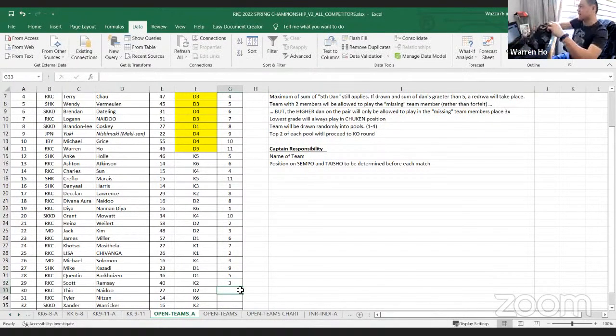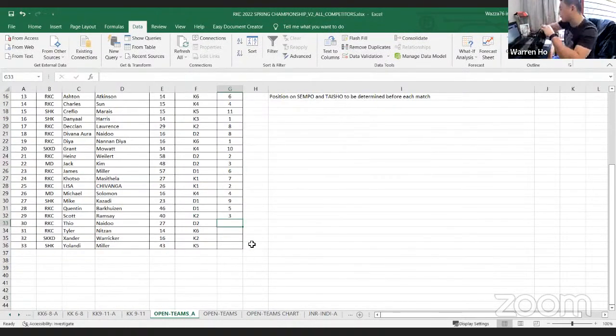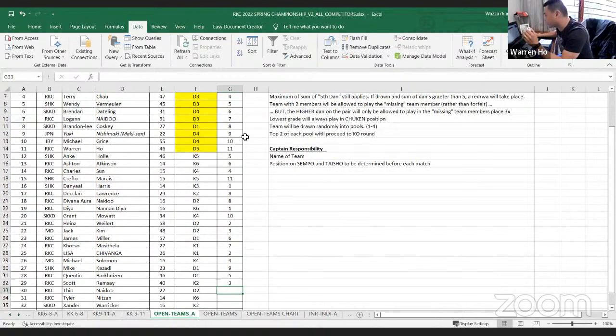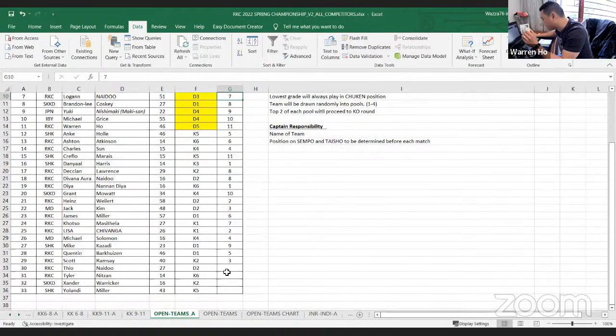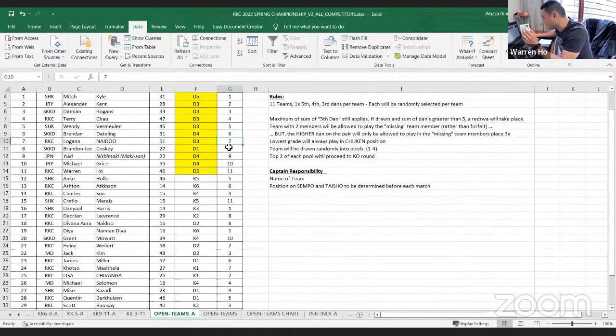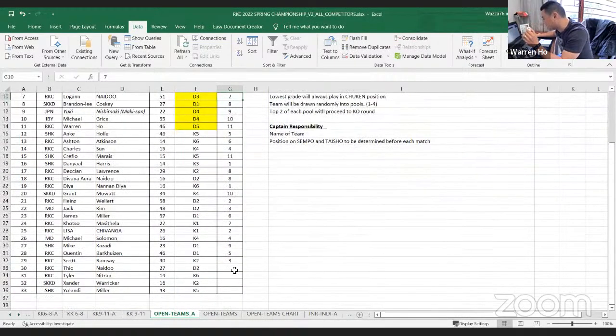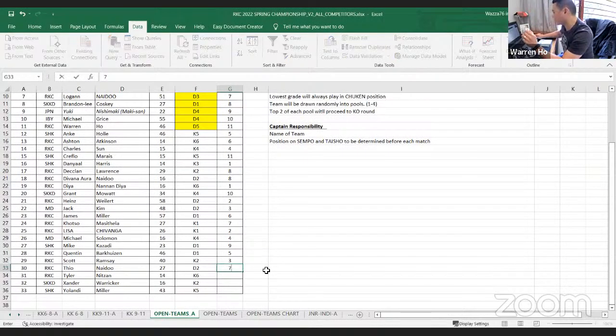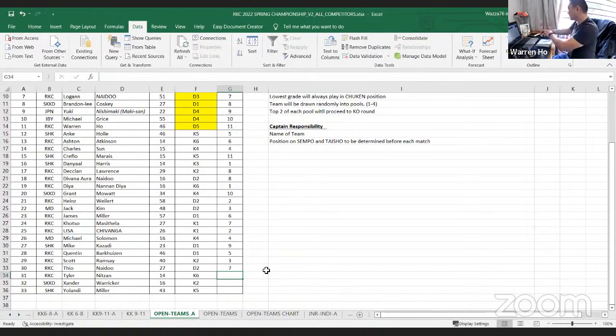Tira Naidu is a second Dan, so now Tira needs to be in a very specific team. Tio, you're going to be part of team number 7. Team number 7 is with Logan. They just made it. Oh my goodness. Okay, so Logan being a 3rd Dan, Tio is a 2nd Dan. They meet the criteria, and that also means team number 7 is complete.